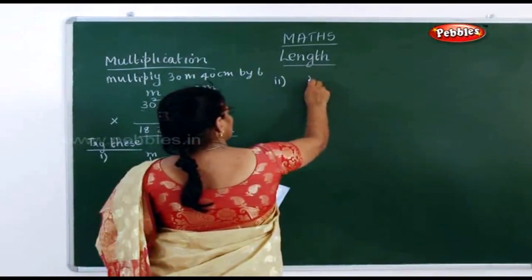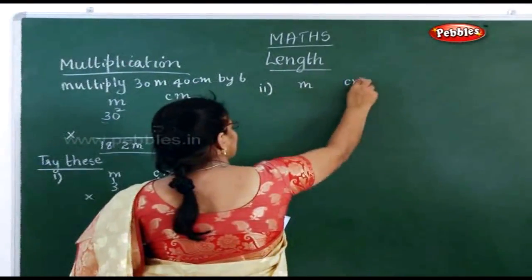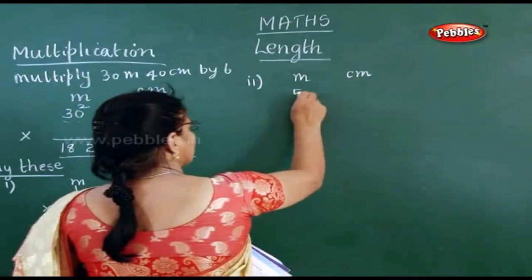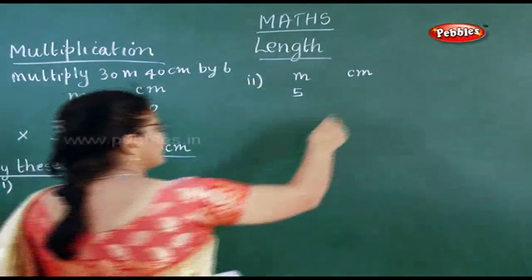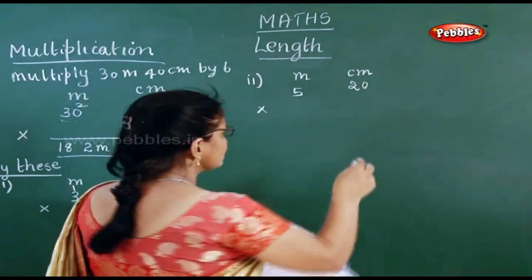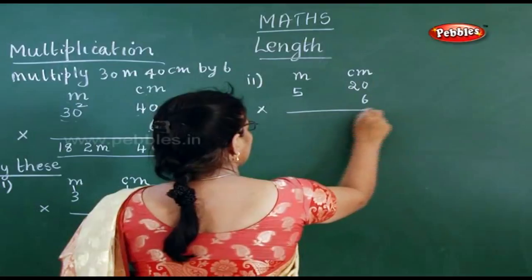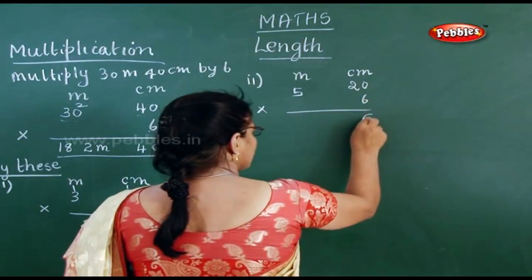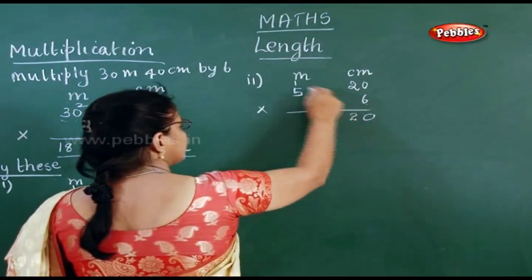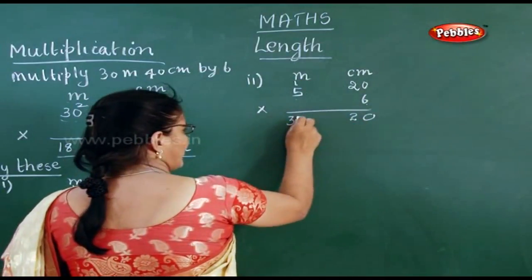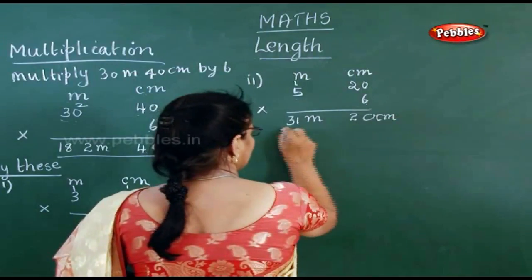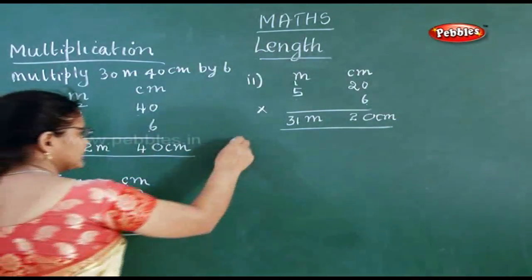Now the next sum, your second sum, is 5 meter and 20 centimeter. Meter and centimeter. What is the sum they have given? 5 meter. And what is the centimeter? 20. Now you have to multiply with 6. So 0 6s are 0. 2 6s are 12. 5 6s are 30. 30 plus 1, 31. So 31 meter and 20 centimeter. Is it clear?